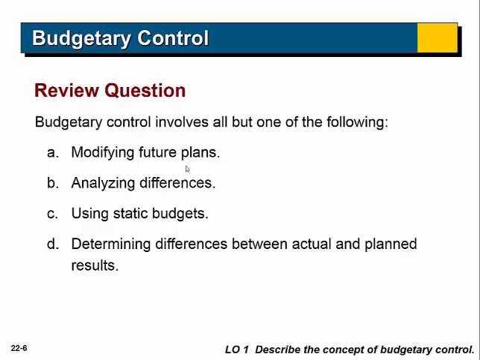So budgetary control involves all but one of the following. Using static budgets is the one that does not fit in. Recall that I mentioned our master static budgets are developed, and they are based on a specific quantity of units that management expects that we will sell. And we start there and come up with all of those numbers.